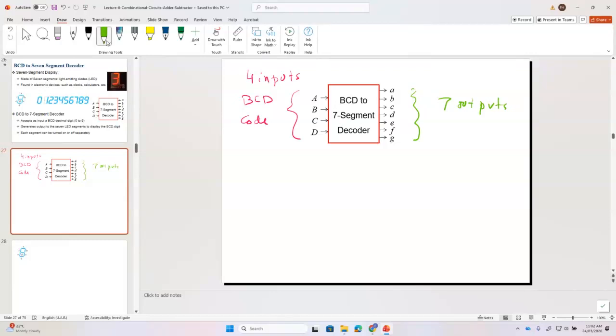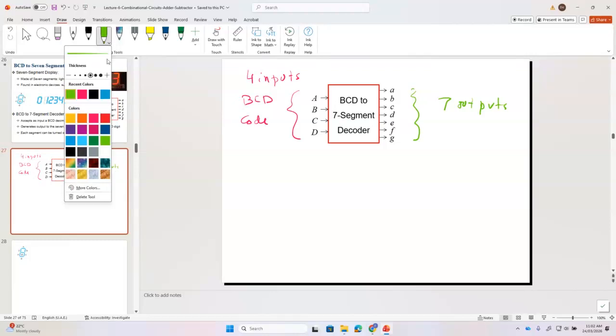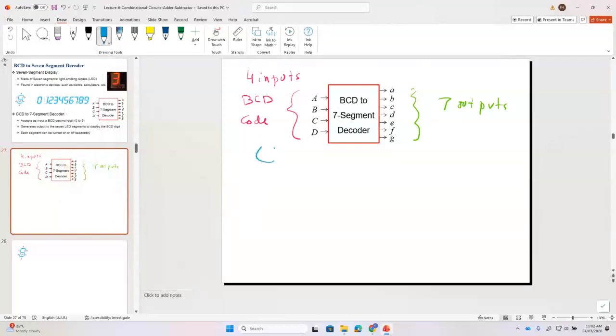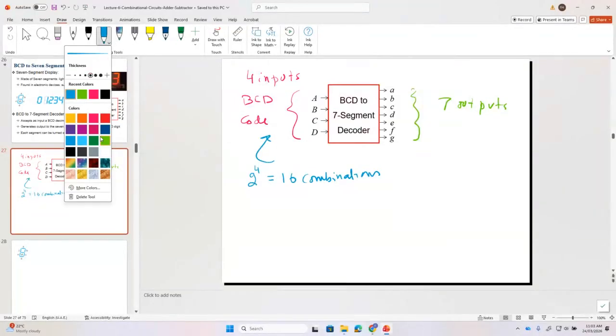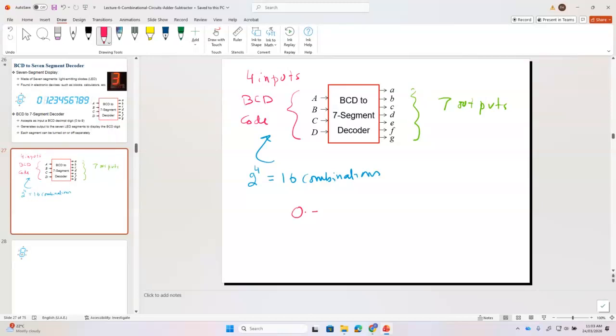Now if we have 4 inputs, how many combinations do we have? We have 2 to the power 4, which is actually 16 combinations. Since it's a BCD code, if the code ranges from 0 to 9, is it a valid BCD code or an invalid BCD code? It's a valid BCD code. And if the code is between 10 to 15, it is an invalid BCD code.